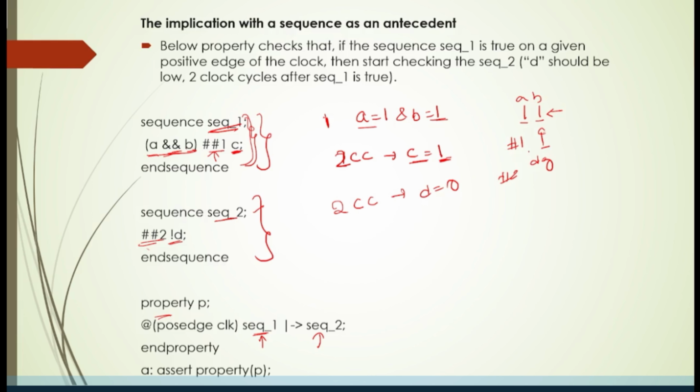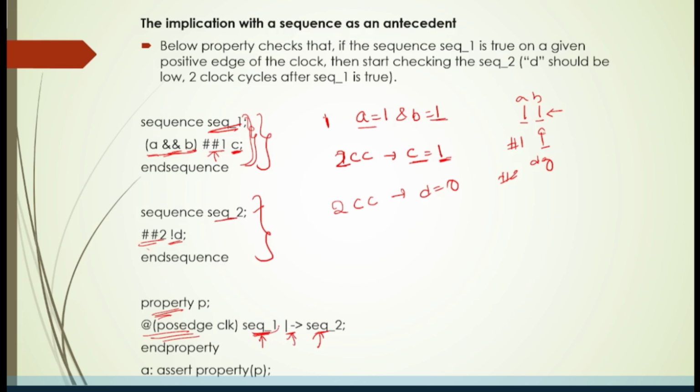So this is my condition. I have inserted everything within the two sequences, and now I am writing the property where for every passage of clock, I am just checking these two sequences. Since this is an implication operator, the overlapped implication operator, what happens?